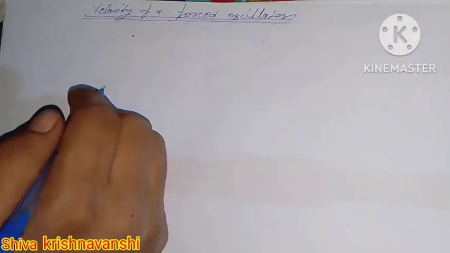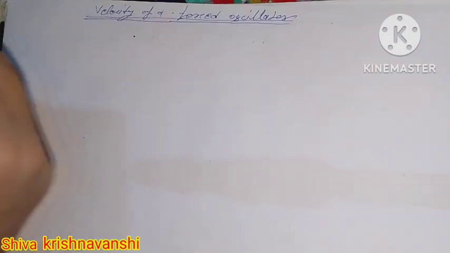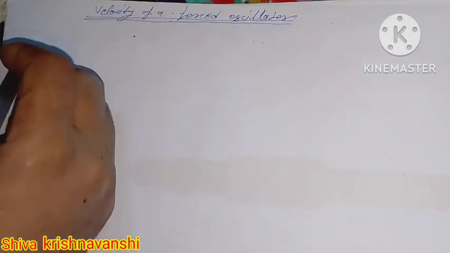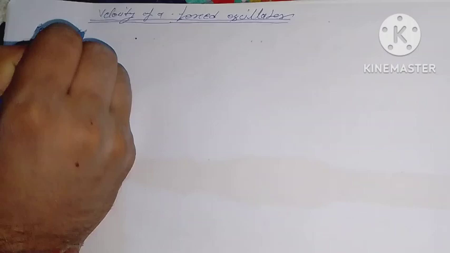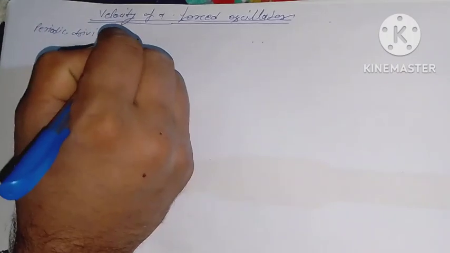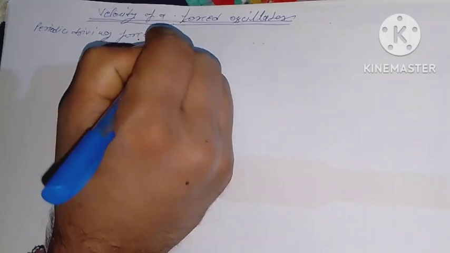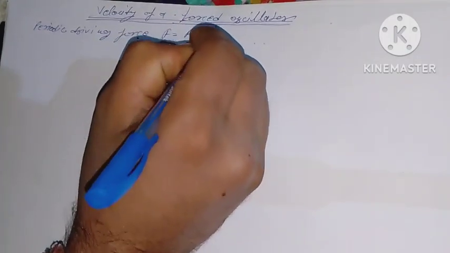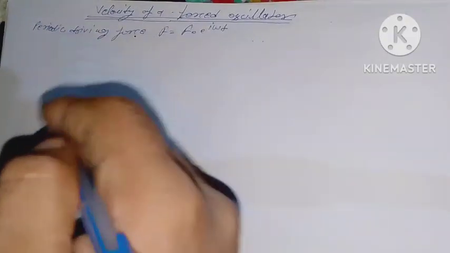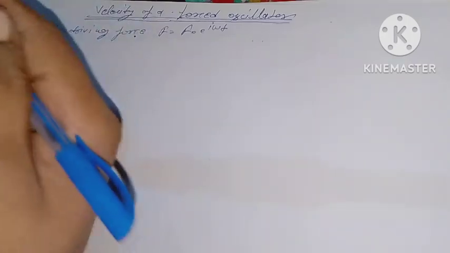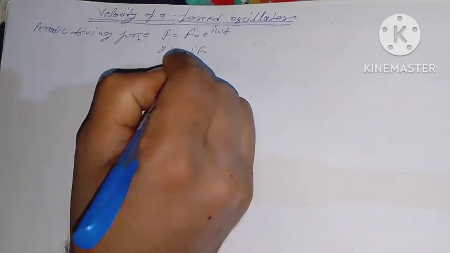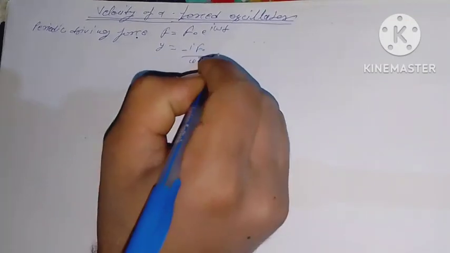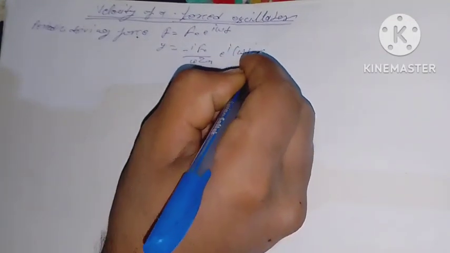Velocity of forced oscillator. When a periodic driving force F equal to F naught e to the power i omega t is applied to a damped oscillator and steady state is reached, the displacement is given by y equal to minus i F naught upon omega Zm e to the power i omega t minus phi.